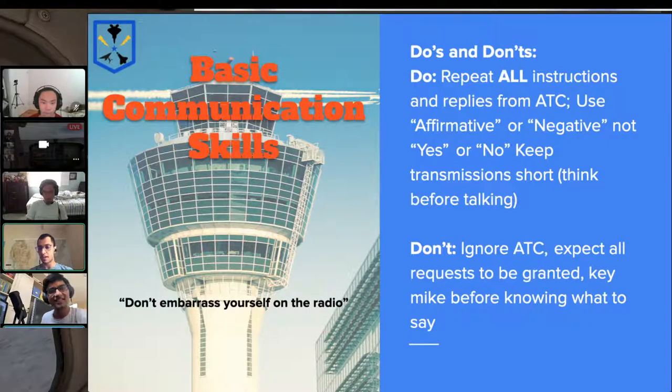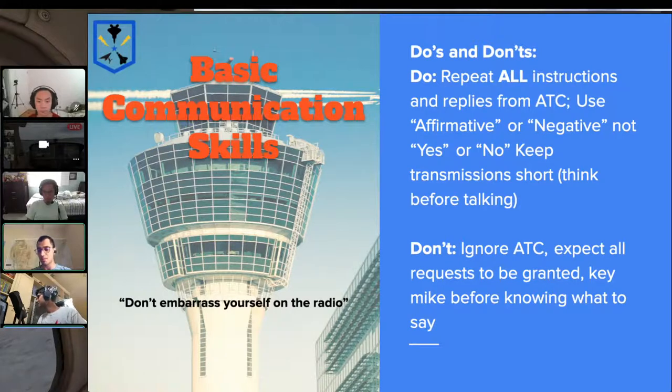And then some things that you don't want to do is ignore ATC. So if they say your call sign and you're too busy doing something else, reply to them as soon as you can, right on top of it. And don't expect all your requests to be granted. Say you want to go into a certain class of airspace, but it's really busy or they have some problem going on, they can say no. And it's very much in their right to say no.